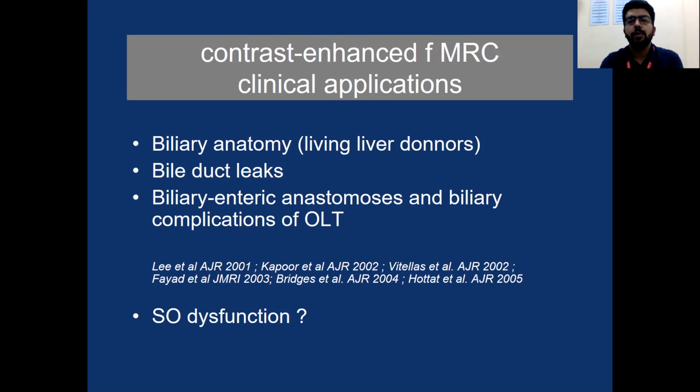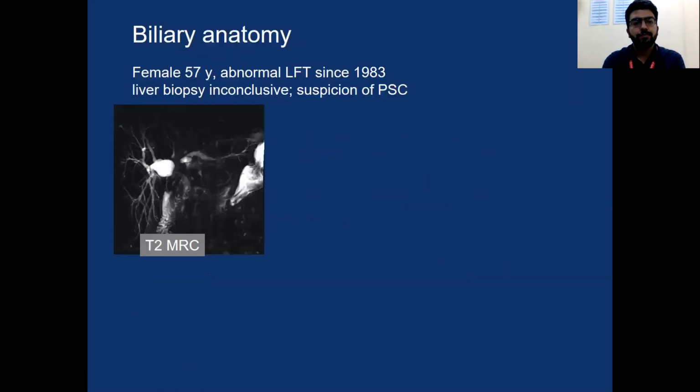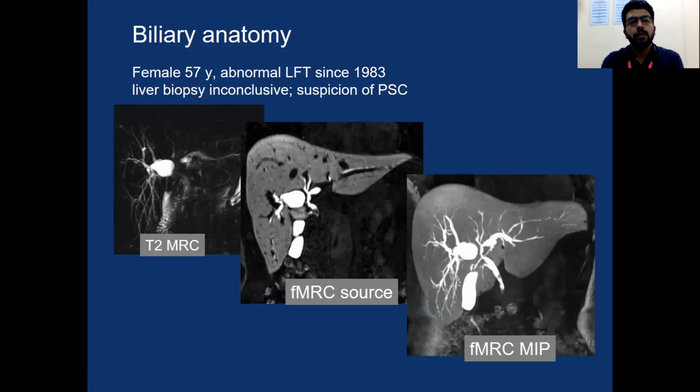Contrast enhanced FMRC clinical applications are biliary anatomy, where we are using it in living liver donors, bile duct leaks, biliary enteric anastomosis, and biliary complications of OLT. So these are all the areas, all the clinical applications where we use contrast enhanced FMRC. So why dysfunction? Biliary anatomy. These are all the biliary anatomy.